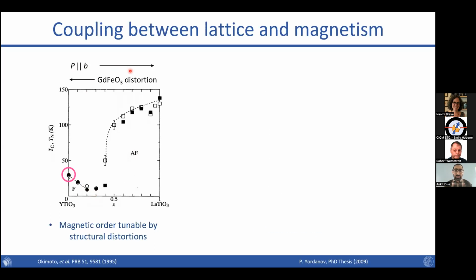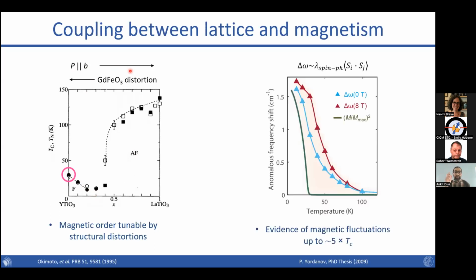And so the magnetic order is very sensitive to the structural distortions of the system. Right. Another manifestation of the spin lattice coupling is that the frequency of specific phonon modes is going to be modified due to the presence of local spin correlations. Okay, this is the simple spin phonon coupling effect that's seen in many different types of magnetic systems. You can think of this as related in some sense to magnetostriction.